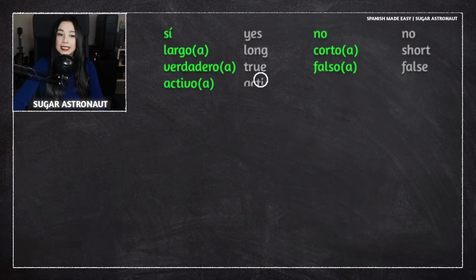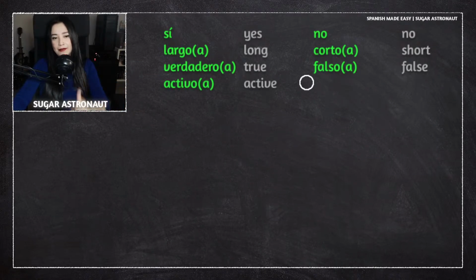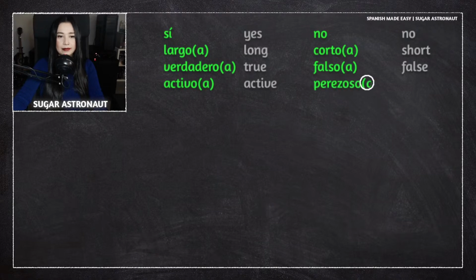What does this mean? Active. So they look almost the same, those two words. So that's good. Activo, masculine. Activa, feminine. What's the opposite? Perezoso, perezoso. Also, the letter Z in Spanish is the same as the sound of S.